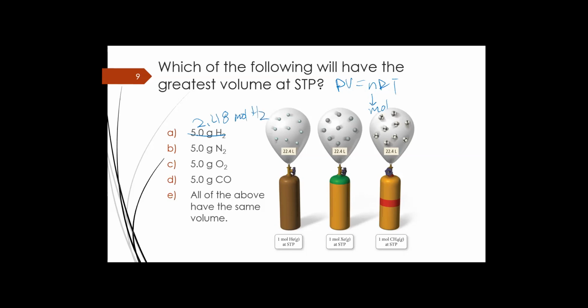moles of H2. N2, its molar mass is 2 times 14.00674. And so it's 5 grams. It's a lot less, 0.1785 moles.